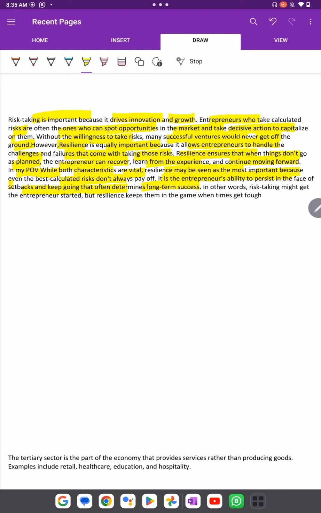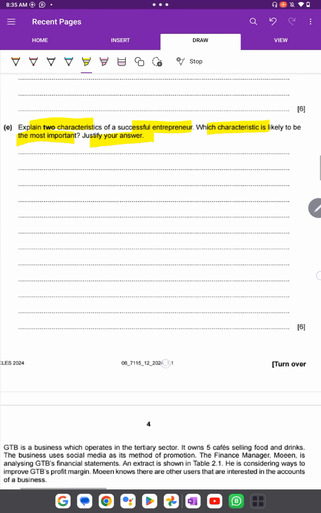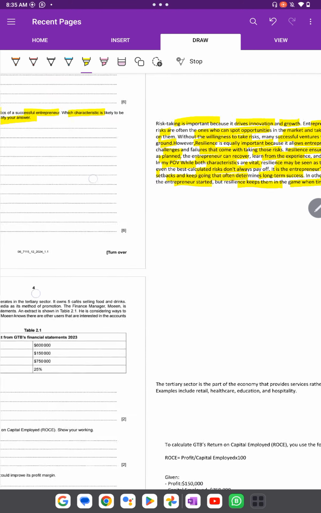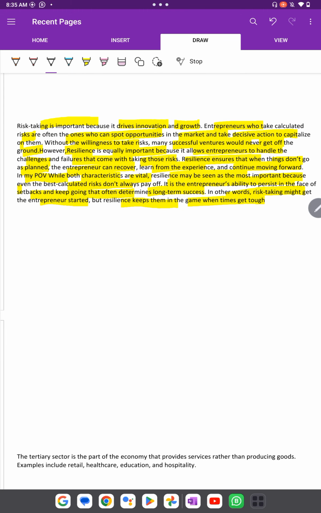So that's why I would say that risk taking is important, but it would be applicable only if you have this resilience quality. In other words, risk taking might get the entrepreneur started, but resilience keeps them in the game when times get tough. As you can see, in this question they didn't use the name of Nikki and the business, so we don't need to talk about Nikki here, because in this question there are no application marks.